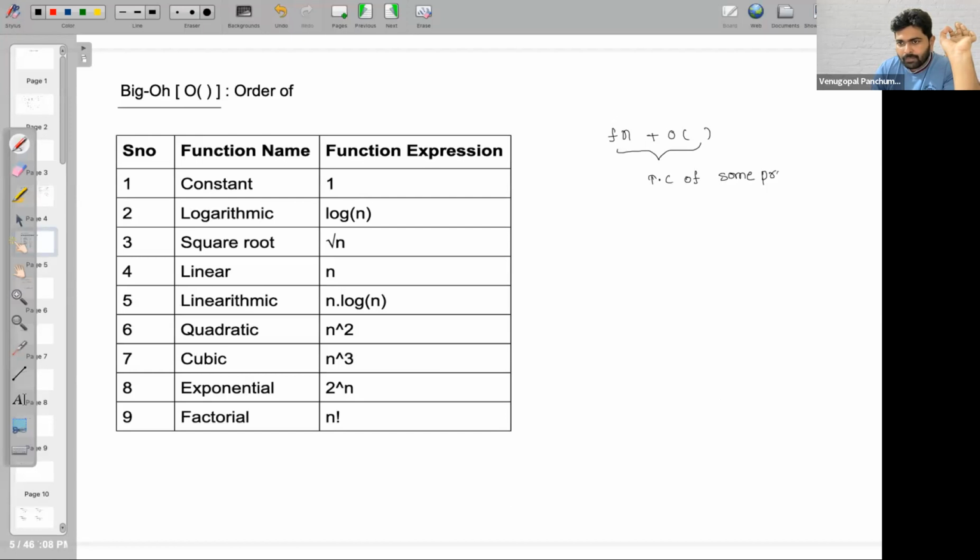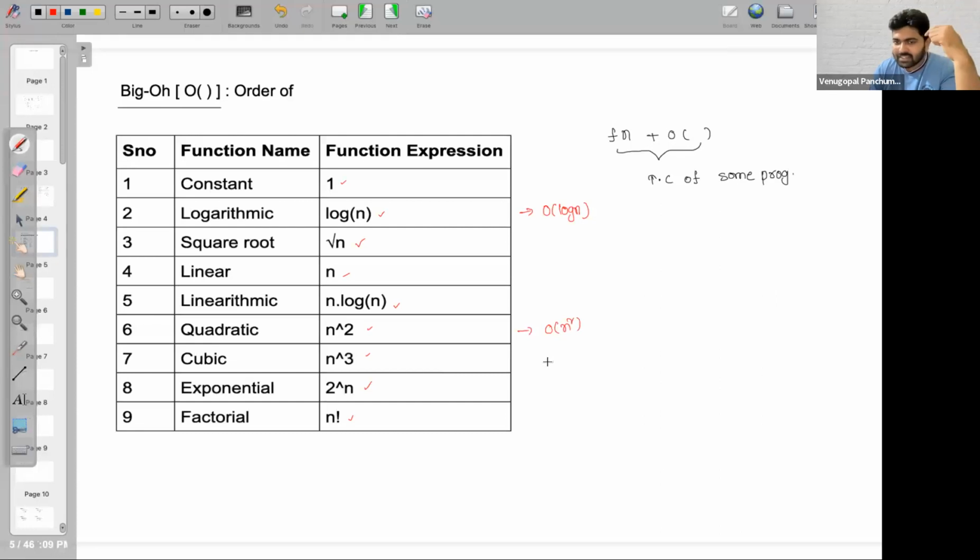Some program. Okay, so what are these functions? These are the popular functions. Many functions are there, but these are the popular functions, friends: constant, logarithm, root n, n log n, n square, n cube, 2 power n, n factorial. So these are the different functions. If I include these functions with the big O, then it becomes some program's time complexity. If I add big O to this, it becomes order of n square. So now this is the time complexity of some program.